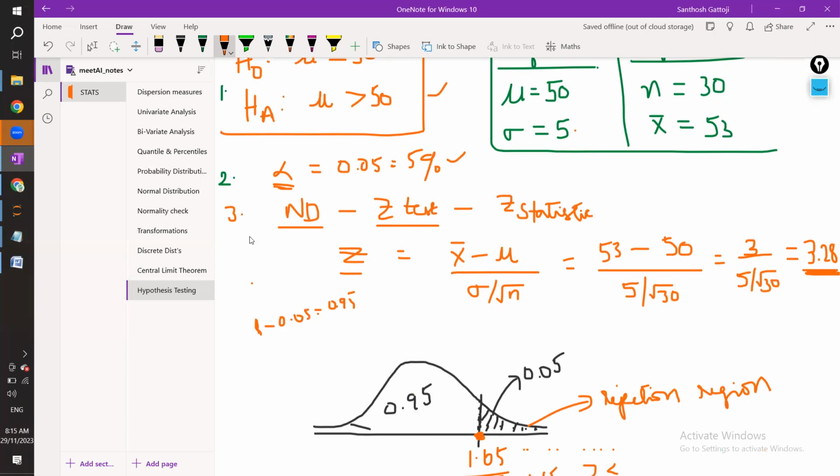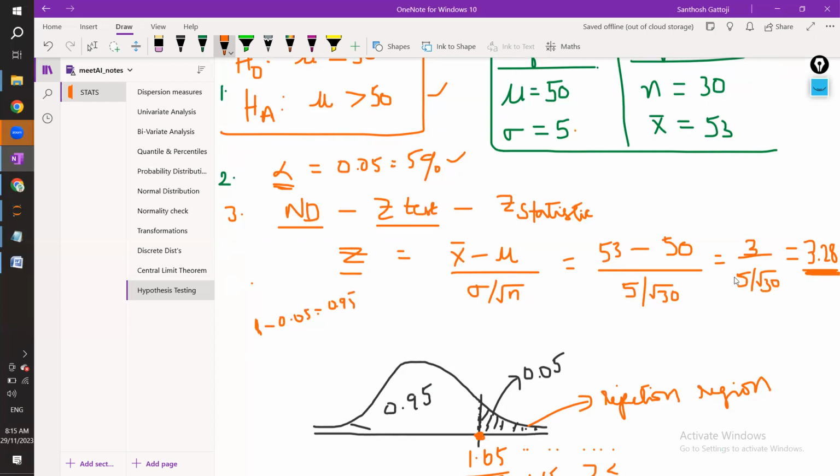Clear? Yes, sir. Everybody? Okay, fine. After that, that is the test, guys. This Z statistic is from the given values. So this is the value which we got.